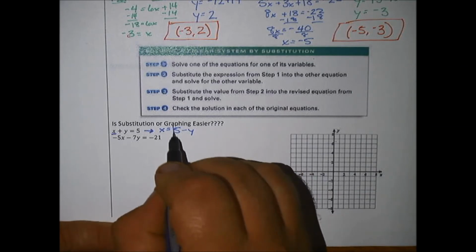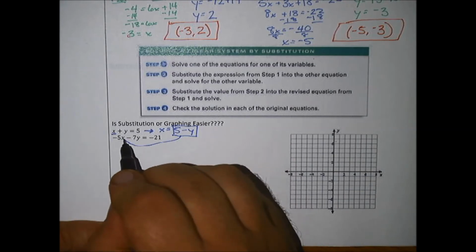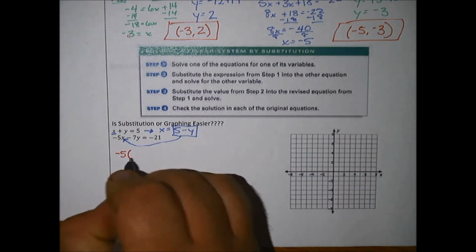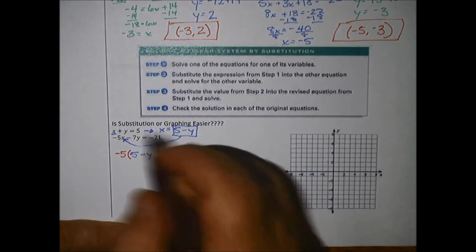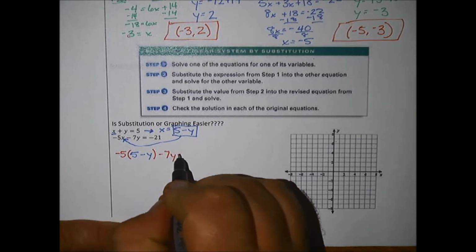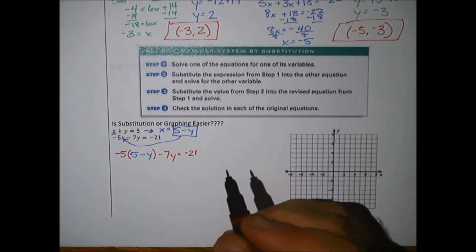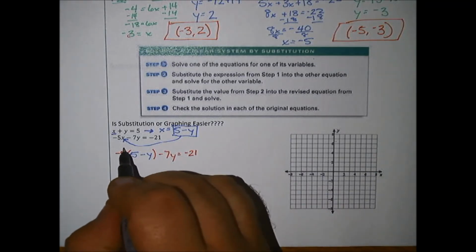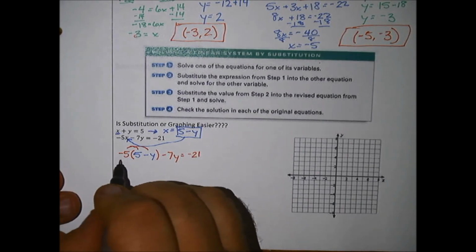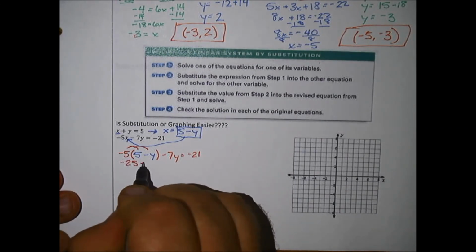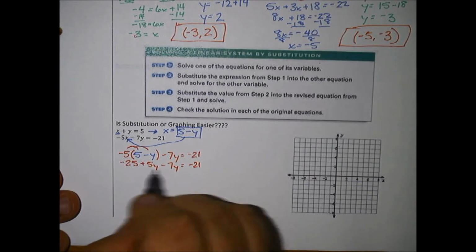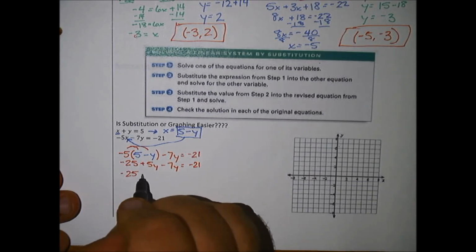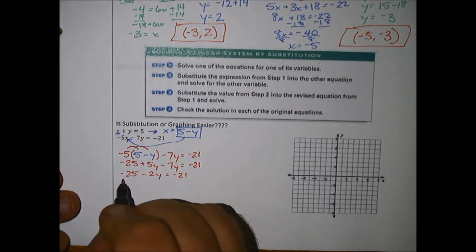Now I'm going to substitute this part in for x down here. Here's what that'll look like. So I have negative 5, and I'm going to keep that in blue, minus 7y equals negative 21. What I need to do here now is to distribute. So I'll have negative 25, that'll be a plus 5y, minus 7y equals negative 21. Now I can simplify this, and we'll have negative 25 minus 2y equals negative 21. Add 25.